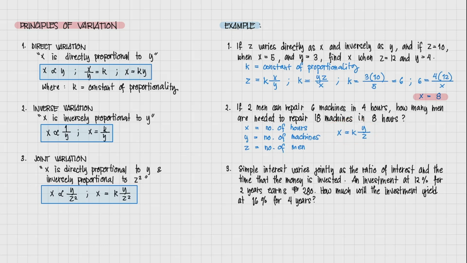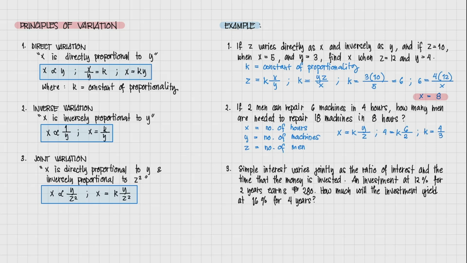Now, from this equation, we can solve for k, which is the constant of proportionality. In the first case, you have 2 men that can repair 6 machines in 4 hours. So our x would be 4 hours. We don't know our k, so we're trying to solve for k. Our y as the number of machines is 6, divided by z, the number of men, which is 2. So solving for k, our k would be 4 over 3.